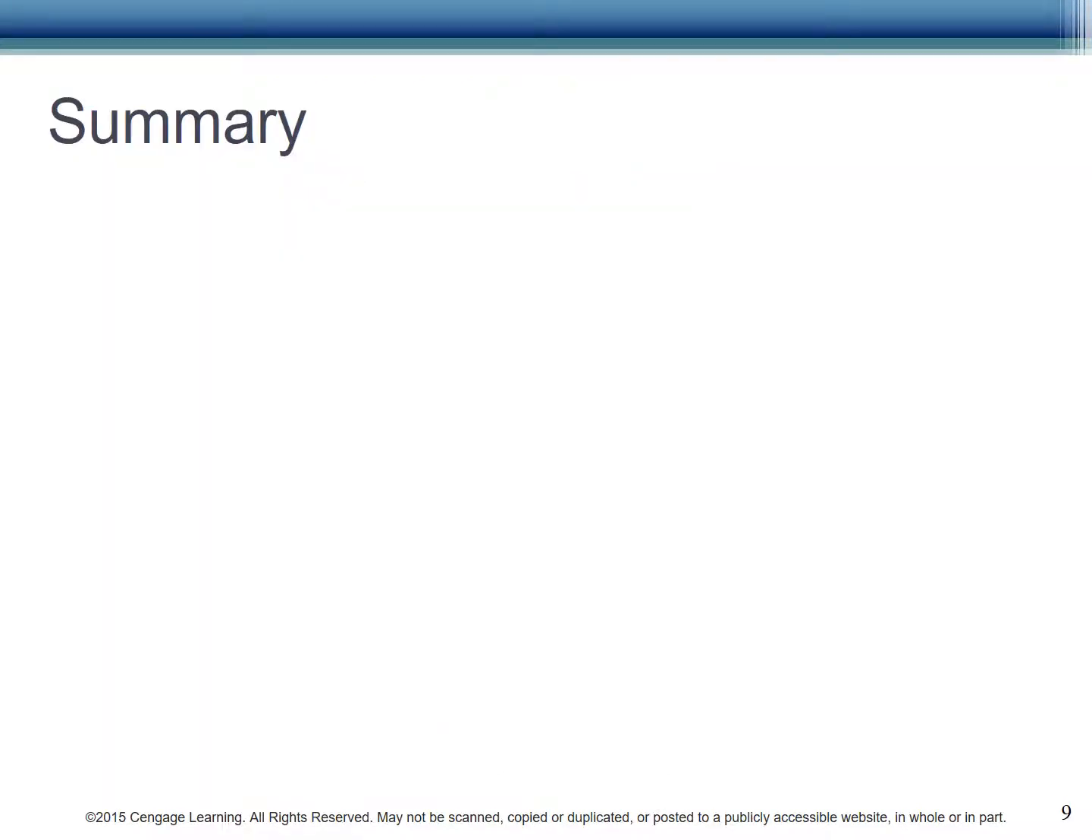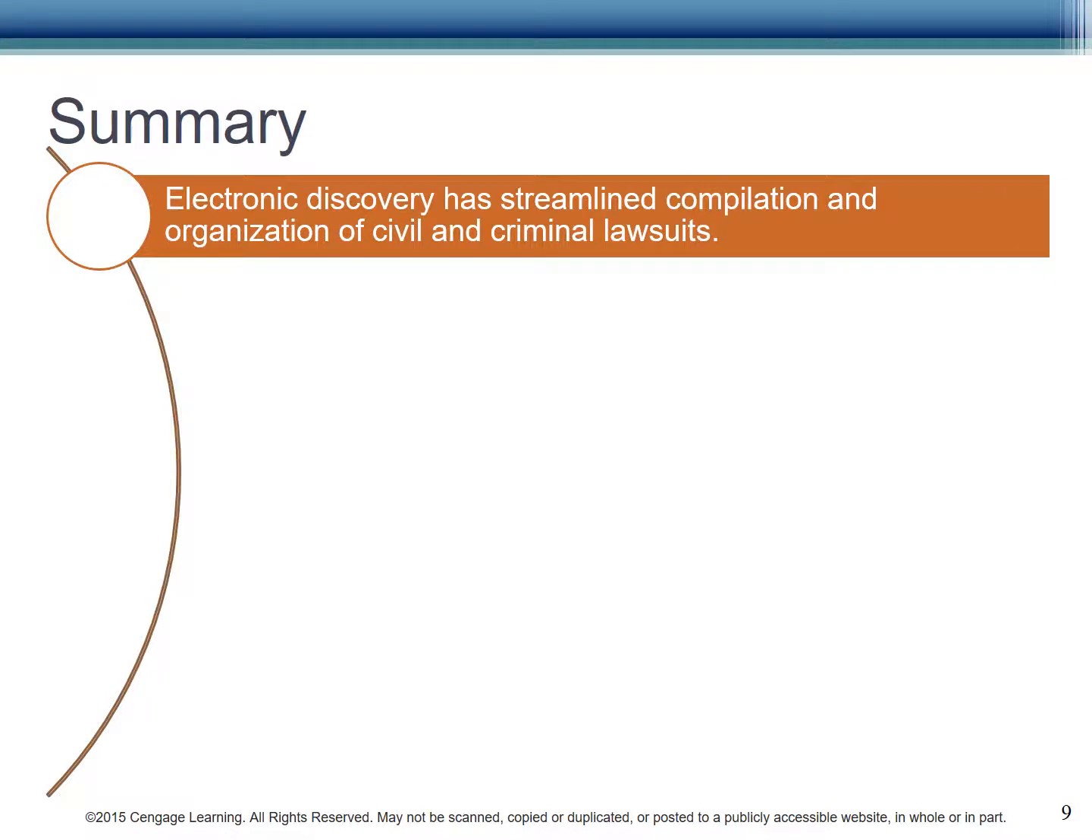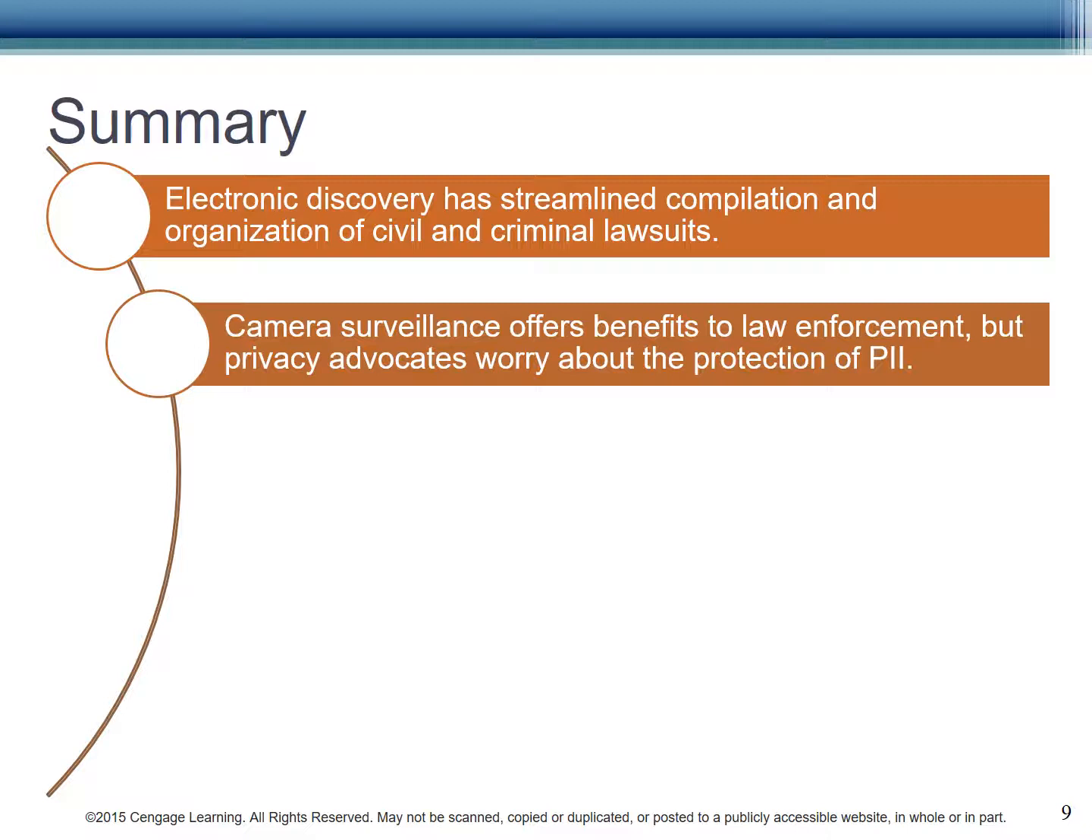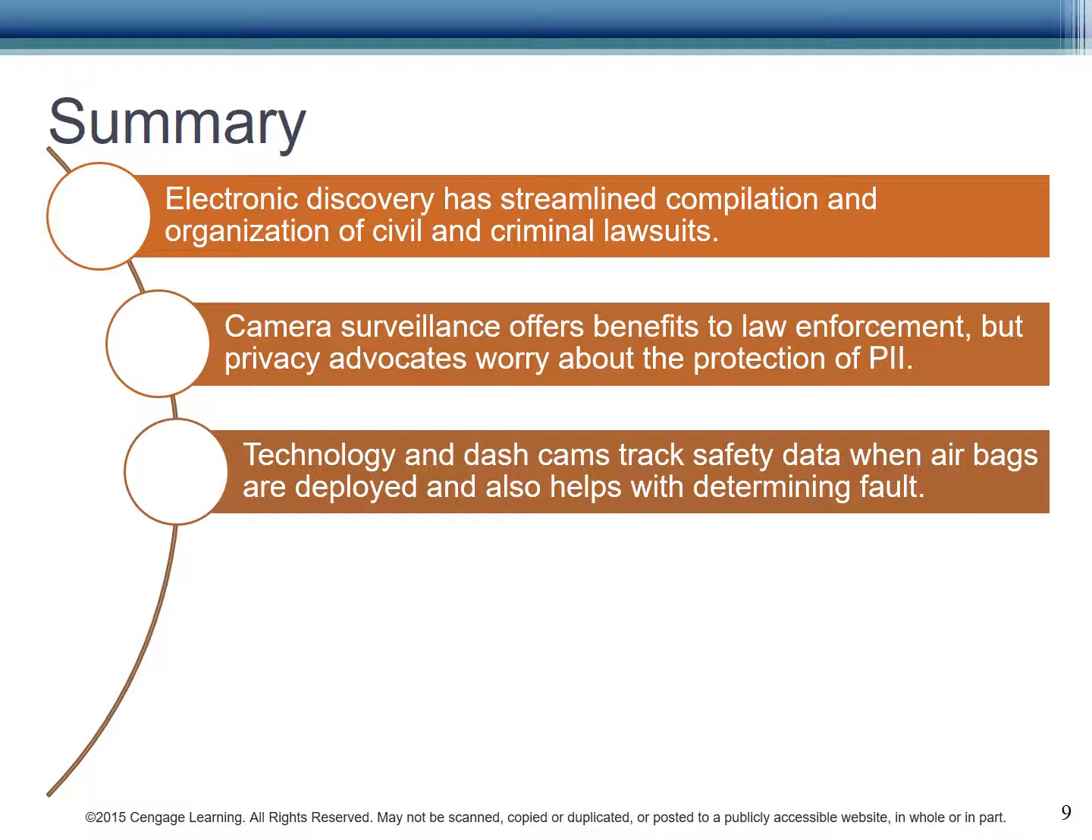In summary, electronic discovery, or e-discovery, has streamlined compilation and organization of very large civil and criminal lawsuits. Camera surveillance offers benefits to law enforcement, but privacy advocates worry about the protection of personally identifiable information. Technology and dash cams track safety data when airbags are deployed and also help with determining fault.